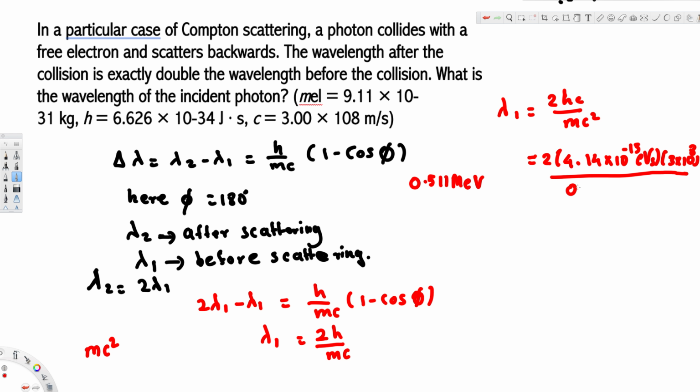So, 0.511 mega electron volts. Mega is 10 to the power of 6 electron volts. And if you calculate this, you are going to get 0.00486 nanometer. If you want to express this in picometers, this is going to be 4.86 picometers, and that's going to be the final answer.